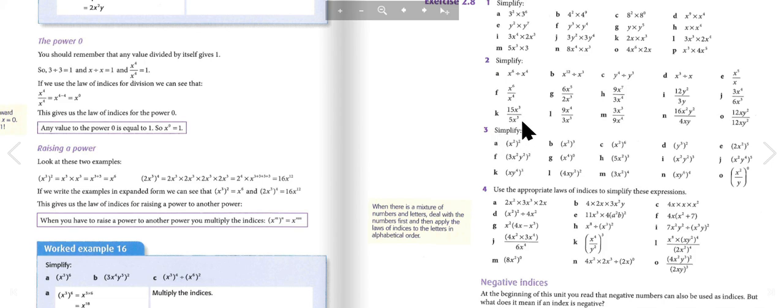15x cubed divided by 5x cubed. 9x to the power of 4 divided by 3x cubed. 3x cubed divided by 9x to the power of 4. 16x squared y squared divided by 4xy. 12xy squared divided by 12xy squared.